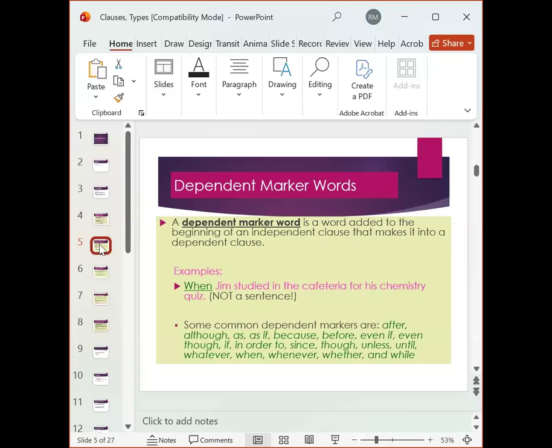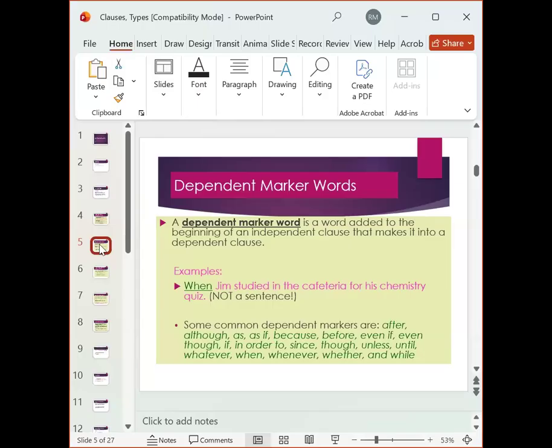studied in the cafeteria for his chemistry quiz. Then it has to be said, okay, dependent words. Some common ones are what we've listed there: after, although, as if, because, before, even if, even though, if, in order to, since, though, unless, until, whatever, when, whenever, whether, and while. These are some of them.